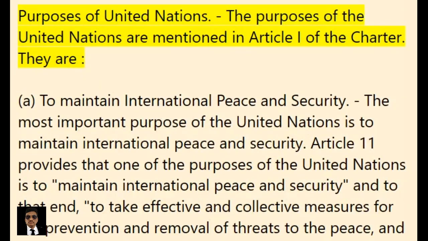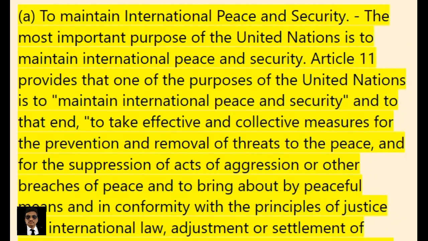Purposes of United Nations. The purposes of the United Nations are mentioned in Article 1 of the Charter. They are: A. To maintain international peace and security. The most important purpose of the United Nations is to maintain international peace and security.